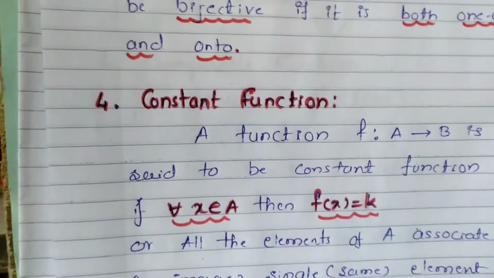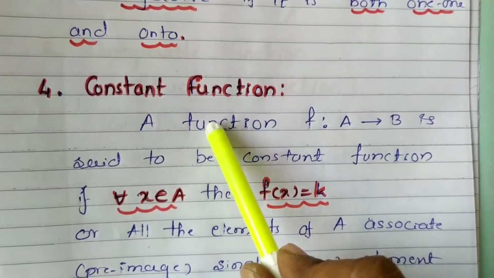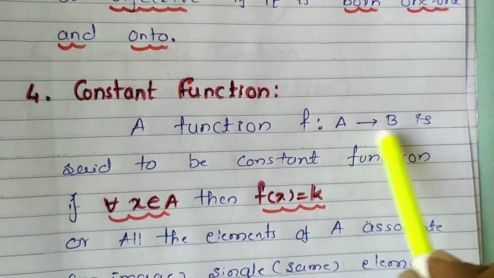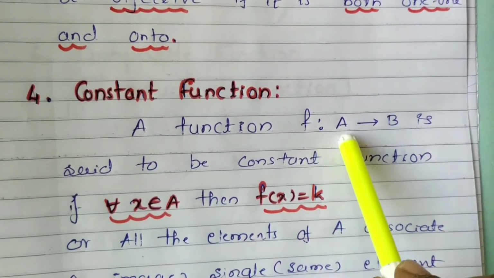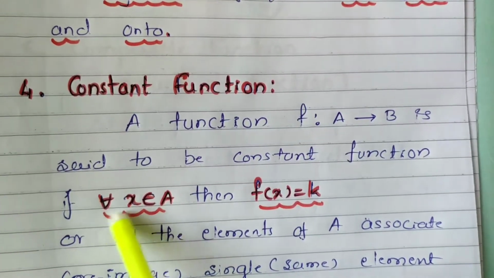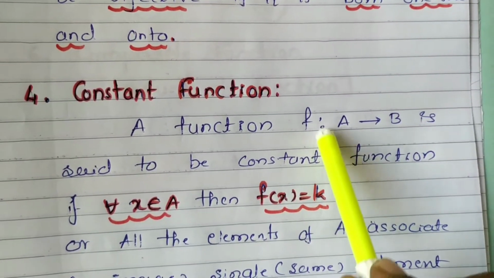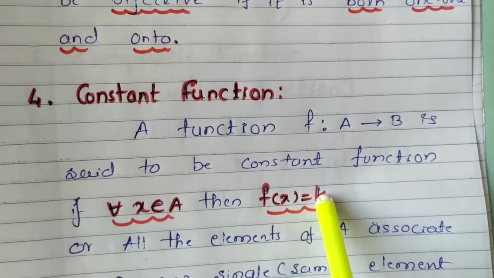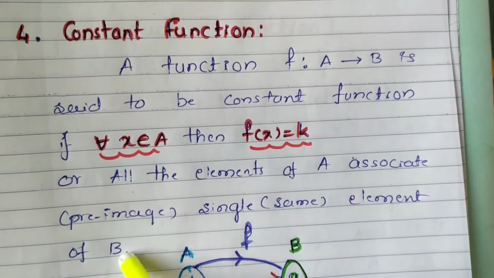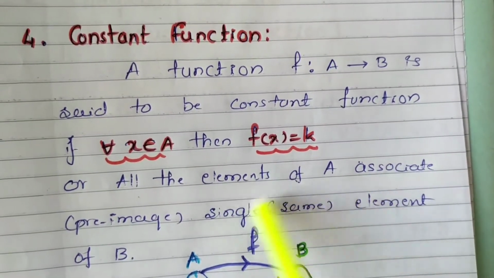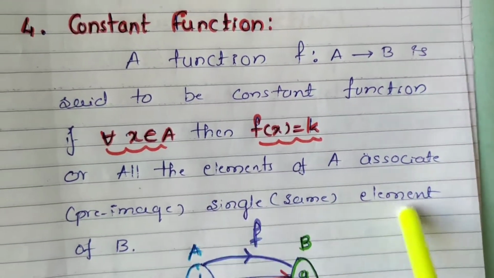Next let us go to the definition of a constant function. Consider again a function f from A to B. A function f from A to B is said to be a constant function if for every element x belonging to A, f of x is k. A may have many elements, but f of x should be k. All the elements of A are associated with a single element of B.